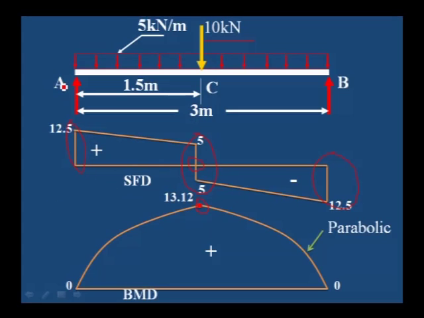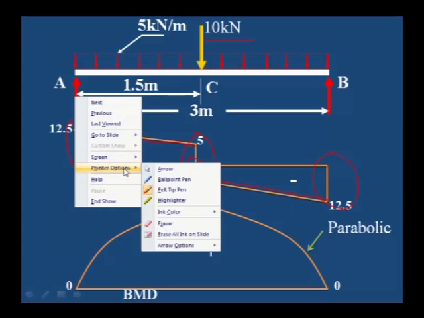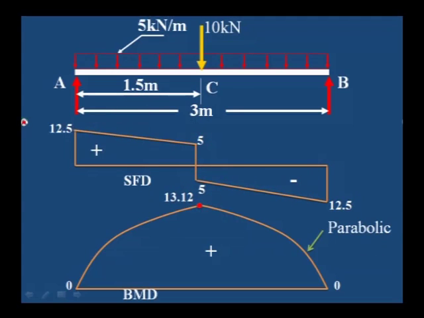From A to B, because of the uniformly distributed load, the shear force diagram is sloping. This is the shear force diagram. What you can observe here is that wherever point loads are there, a drop is there, and wherever uniformly distributed load is there, there are inclined lines. And then this bending moment diagram is very simple. Just draw a horizontal line, mark the midpoint value 13.12 and join with the parabolic curve. This curve should be parabolic.